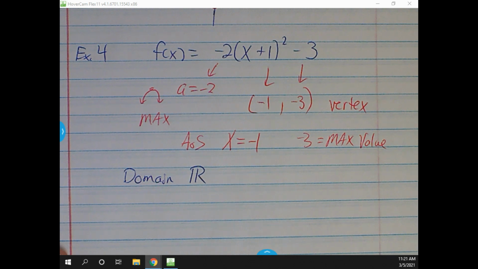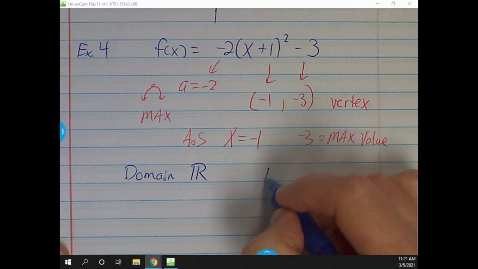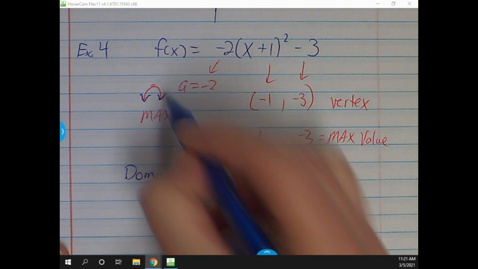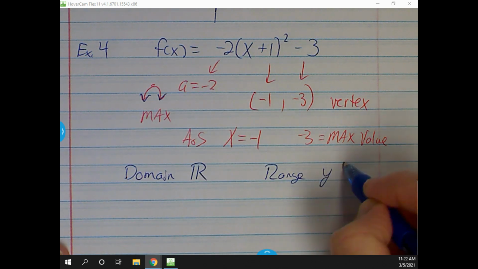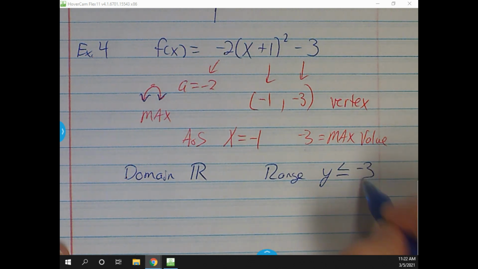And a lot of times, some of the questions, they want to ask you about the domain because you know it's going to be all real numbers every time. The only thing they may really worry about is the range. In this case, the arrows are going down. So that means we need y to be less than or equal to whatever this y value was that was here.